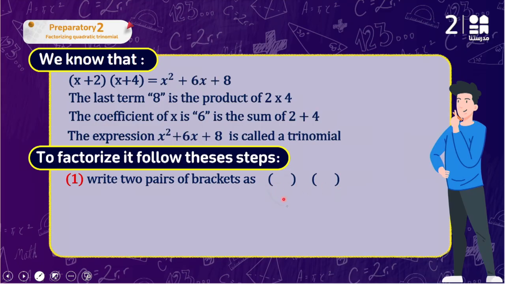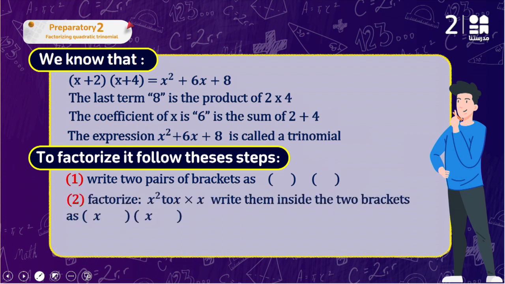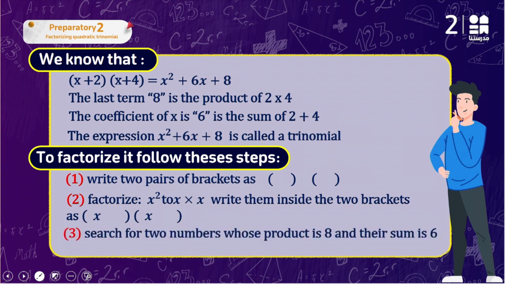We make 2 brackets open, 2 pairs of brackets. Is it clear? A very easy step, we open brackets. The next step is to factorize x squared. That's my first term, x squared, which is x multiplied by x, as you see. In the first bracket, we opened 2 brackets, then we wrote x and x, as you see. Is it clear?